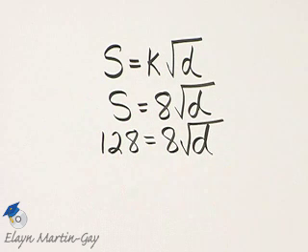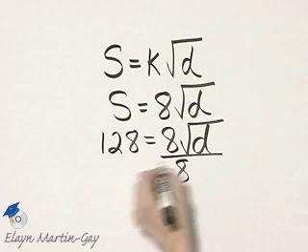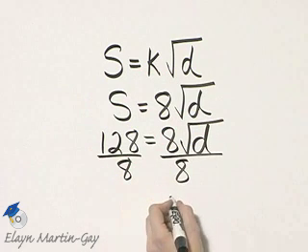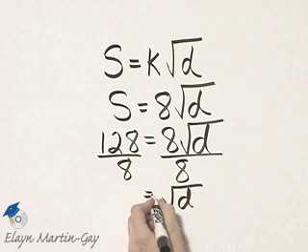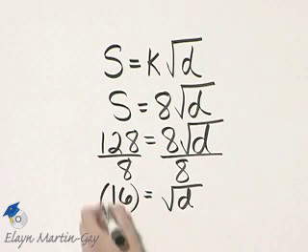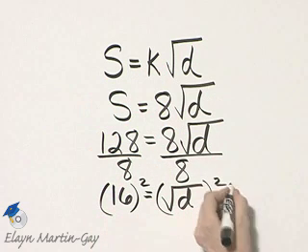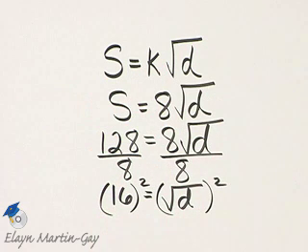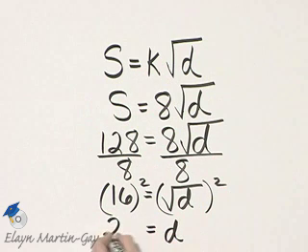So let's solve this. I'll divide both sides by 8. I'm solving for D. I have the square root of D is equal to 128 divided by 8, which is 16. How do I solve for D? I'll square both sides of this equation. I'll square the left side, and I'll square the right side, because the square root of D squared is D. And I have 16 times 16, or 256. So that is 256 feet. That is the height it was dropped.